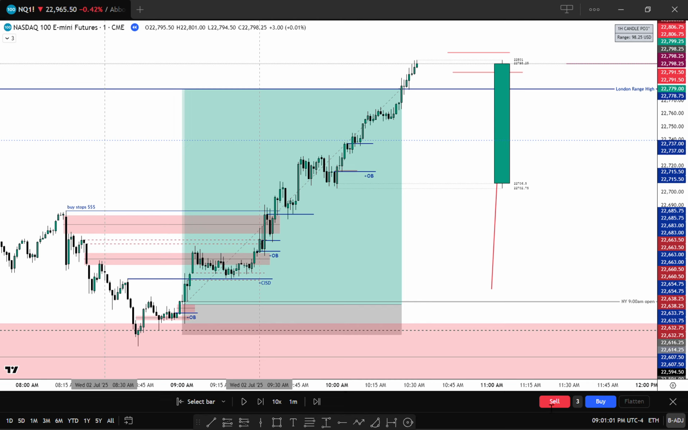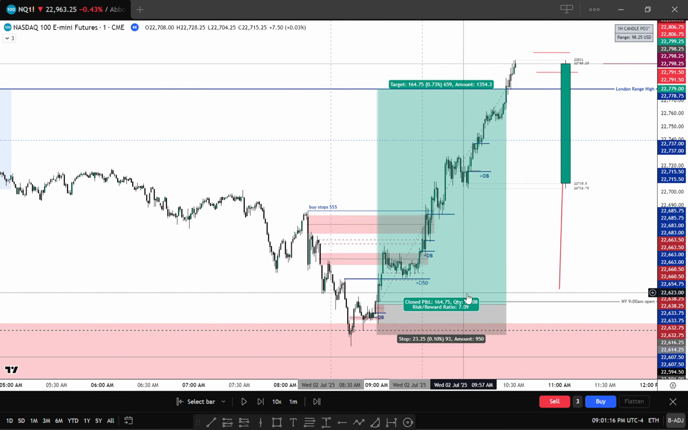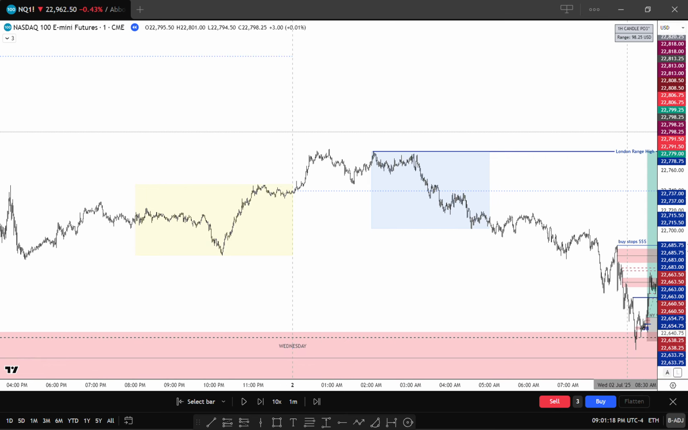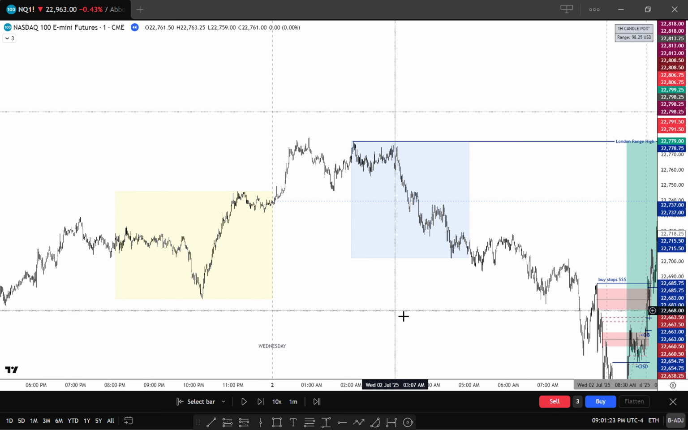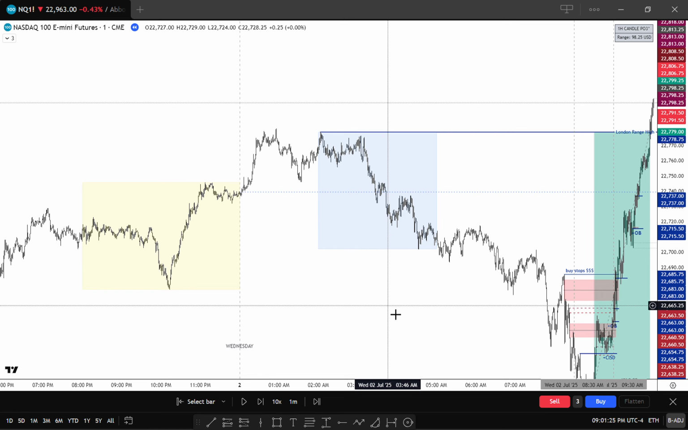If you guys are confused about the draw on liquidity, and you can't find the draw on liquidity, how do you know where price is going to go? Study the weekly profiles, study the daily profiles, and just study the sessions, right? So what happens with the sessions?